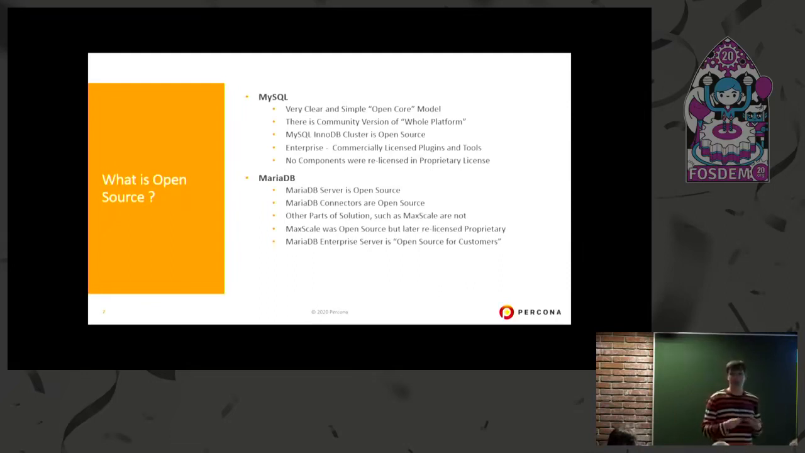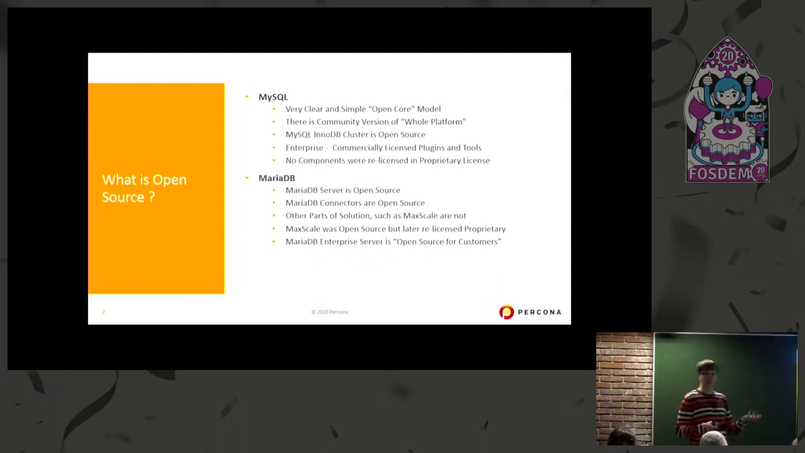There are some other parts of the complete solution, and most importantly, I would say MaxScale is not open source. And I think what is also interesting in this case is that there is a history of MaxScale being open source and later relicensed as proprietary, right? So that is a question of what exactly may follow that rule, depending on MariaDB Corporation's business needs and business pressures, right? Of course, we can be sure MariaDB server is going to remain open source for two reasons, right?